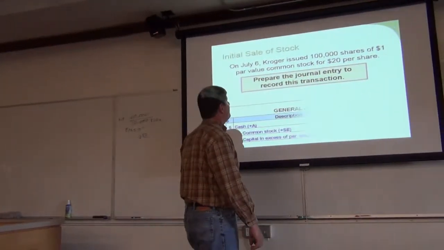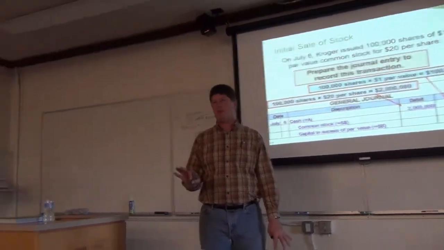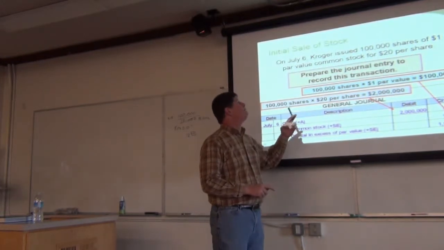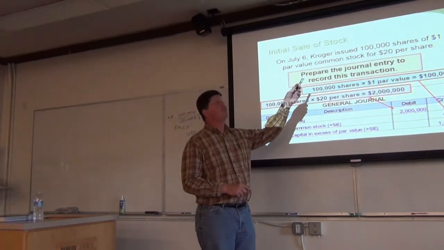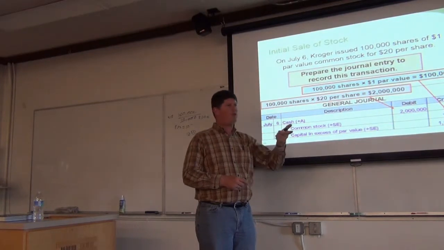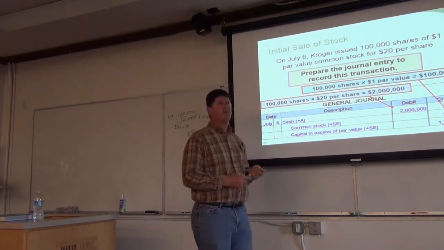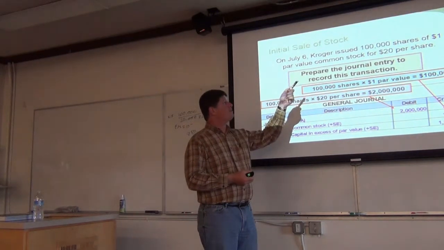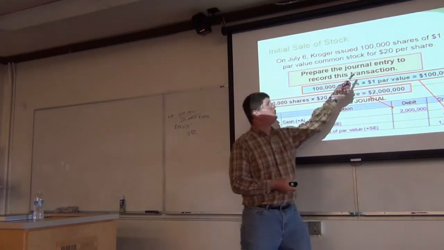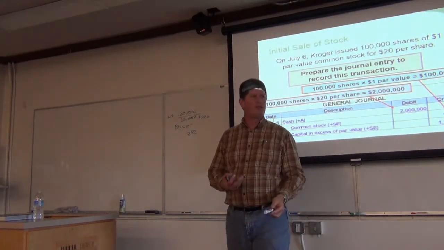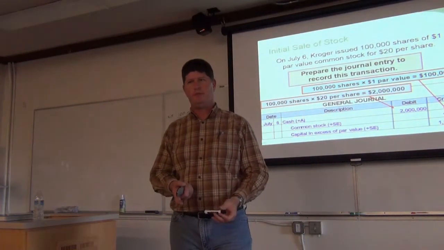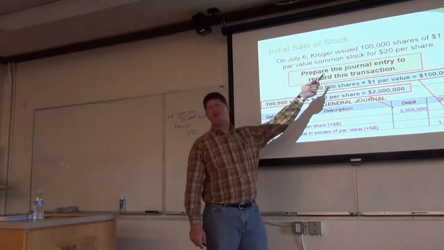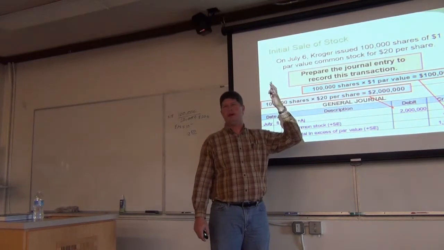Okay. So let's do some examples real quick. Just as a reminder, we kind of hit on these earlier in the semester. Here we've got a company, Kroger. Anybody heard of them? If you're from back east, you've heard of them. Yeah. Grocery store chain. Big one. They're going to issue 100,000 shares of stock for $20 a share. The par value, the stated value on the shares, is $1. Okay? So how much cash are they going to get? 100,000 times 20 is $2 million.